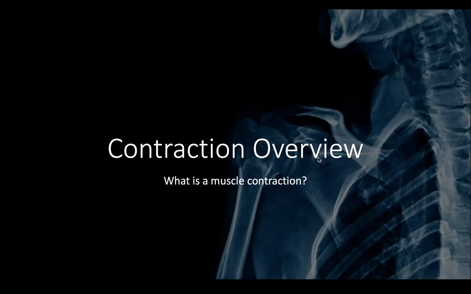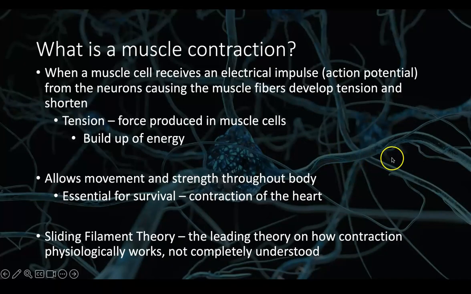First and foremost, we're going to talk about the contraction overview and specifically what a muscle contraction really is. I encourage you to pause this video and think to yourself what a muscle contraction could be. A muscle contraction is when a muscle cell receives an electrical impulse or an action potential, or an AP, from a neuron, and this causes the muscle fibers to develop tension and shorten.